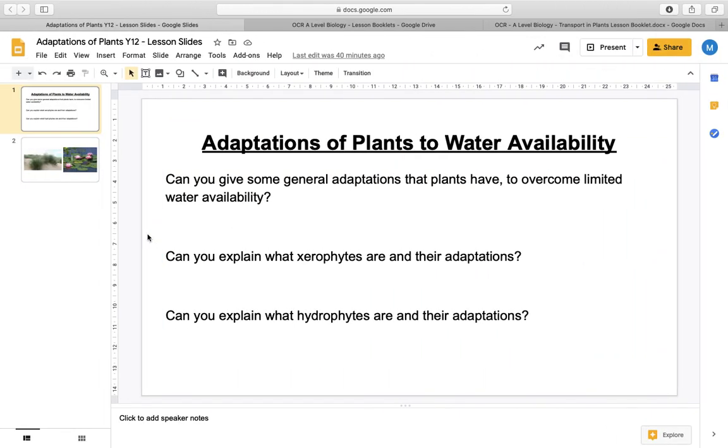So, you should now be able to tell me some general adaptations of plants to overcome limited water availability. You should be able to explain what xerophytes are and how they're adapted to survive in dry conditions. And you should be able to tell me what hydrophytes are and their adaptations to survive in wet conditions.